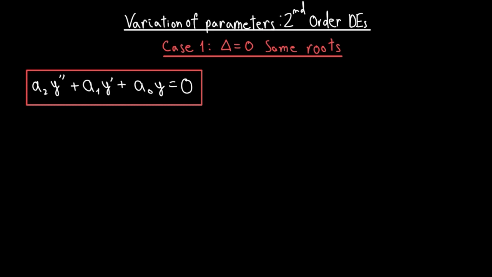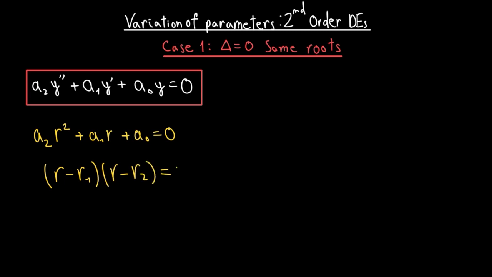I'm going to assume that you already know the general method for solving these types of homogeneous equations. I'm going to briefly write down the prerequisites for this video. So we have the characteristic equation, which is a2 r squared plus a1 r plus a0 is equal to 0. So this is the characteristic equation of our differential equation. And we find the roots of this second order polynomial, so (r - r1)(r - r2) is equal to 0.